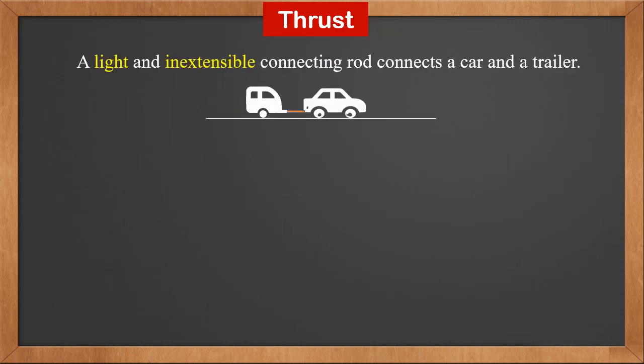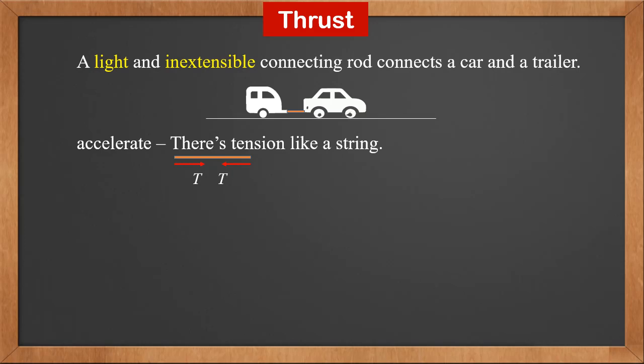A light and inextensible connecting rod connects a car and a trailer. When the car is accelerating, there's tension in the rod like a string. The rod exerts a tension on the trailer, pulling it forward. And it exerts a tension on the car, pulling it backward.